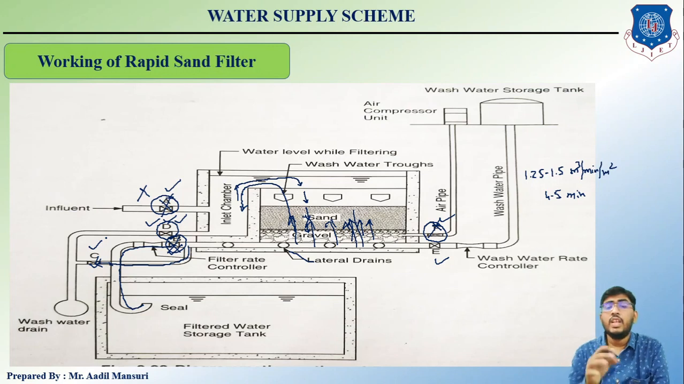This procedure of washing of the filter is done till the clear water starts to appear from this side. When the clear water starts appearing, we close the procedure of backwashing, and again the filter will start to act as filtration. Fine. So this is how the rapid sand filter works.